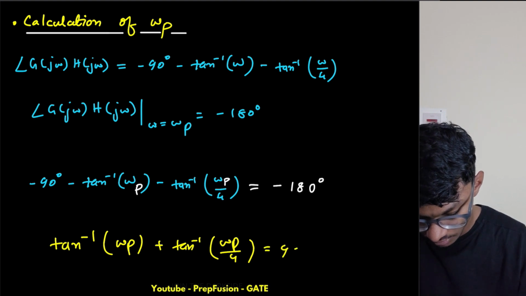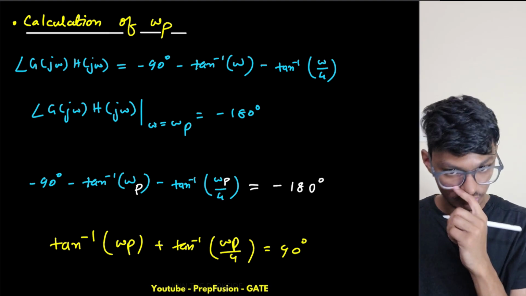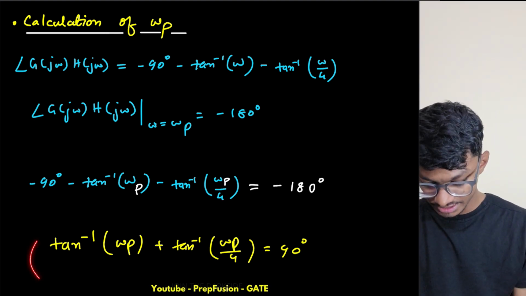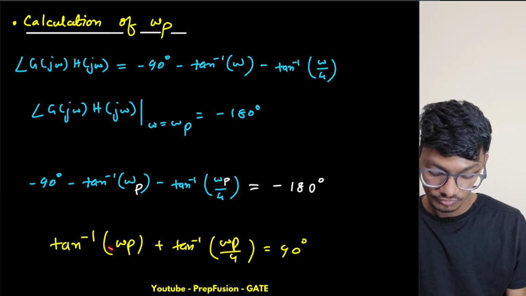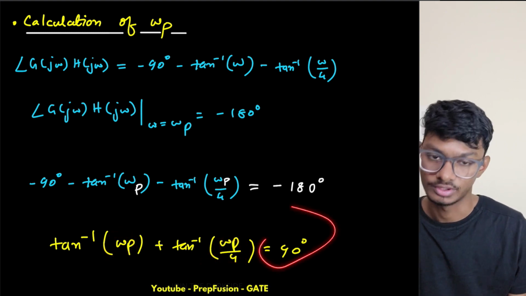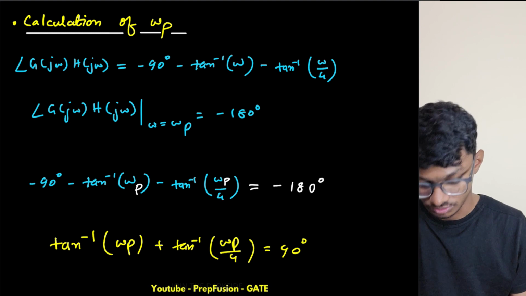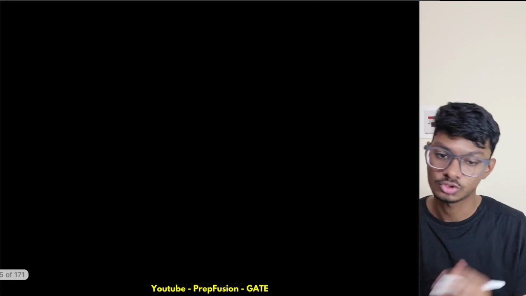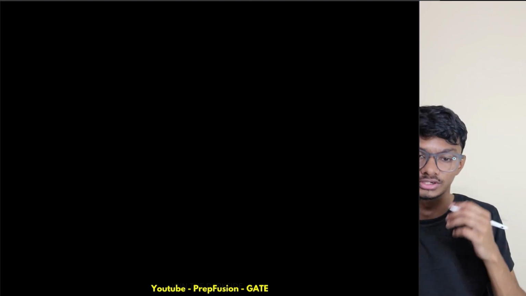90. Now, did I give you some short trick? Whenever the addition of two tan inverse is equal to 90, the case is when one is x and the other is 1 by x. So omega p should be equal to 1 by omega p by 4. This is a short trick, or you can simply solve it using the long method. That also we'll do. So let's first solve it using the long method. How to solve it?